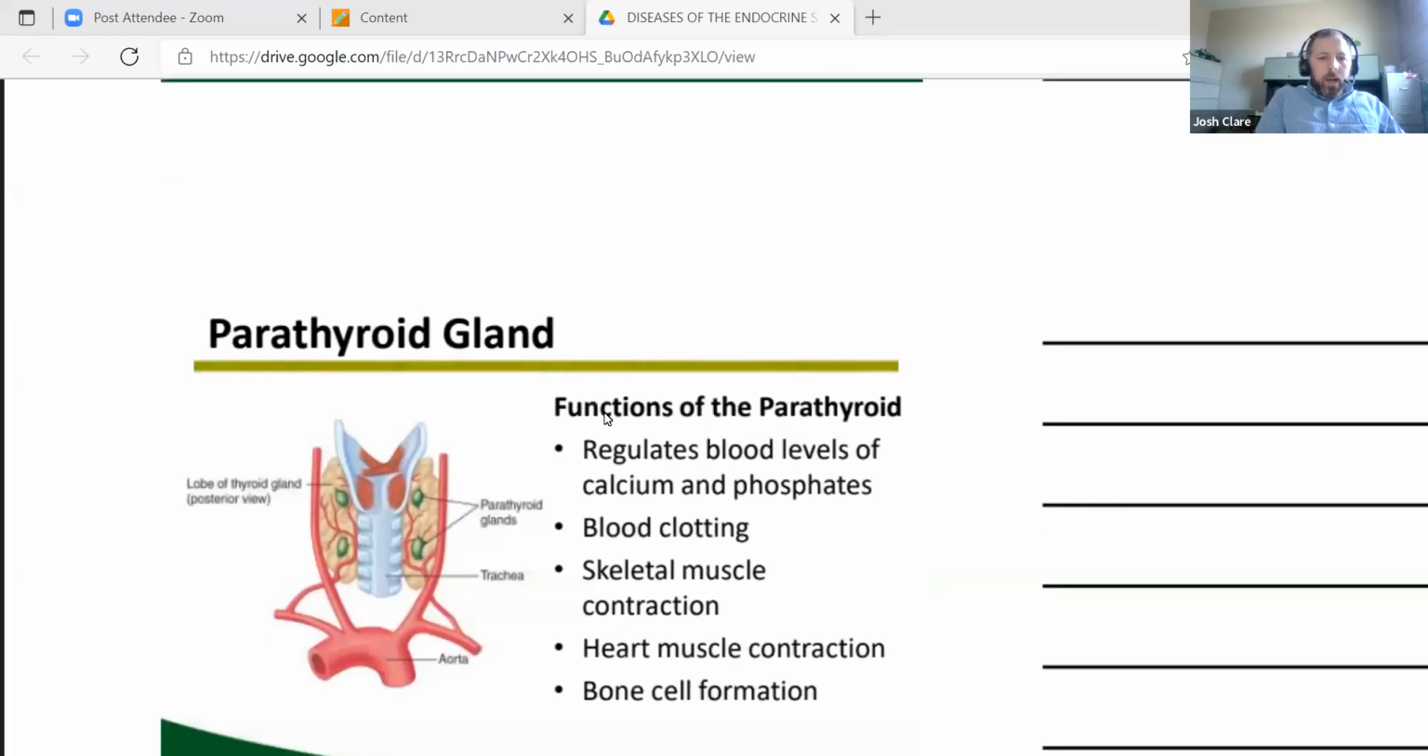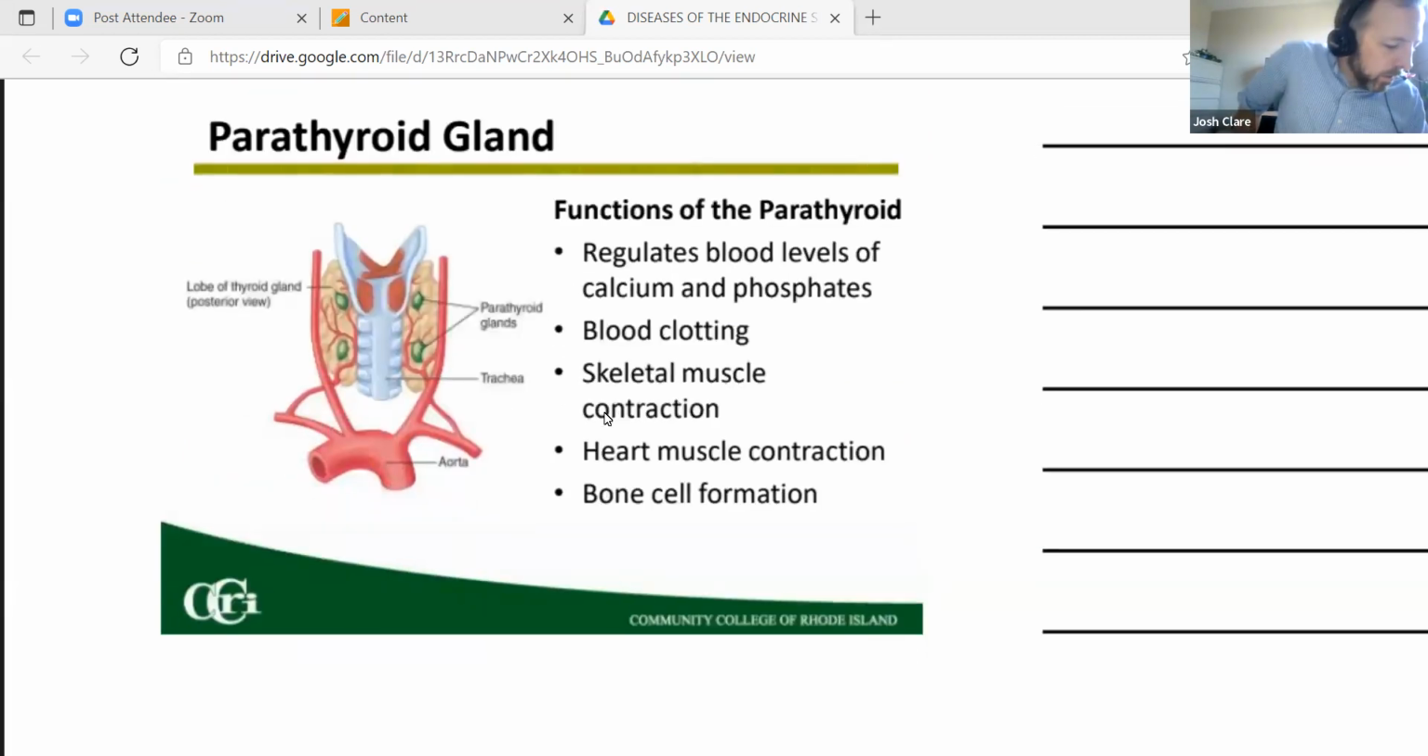There are 4 tiny parathyroid glands located in the posterior aspect of the thyroid. So in this picture, here's the posterior aspect. You can see in the green depiction of the parathyroid glands. So they're nestled within the thyroid. It secretes the hormone parathormone, or the parathyroid hormone. Parathyroid glands regulate blood levels of calcium and phosphates, which is important for clotting, skeletal muscle contraction, heart muscle contraction, bone cell formation.